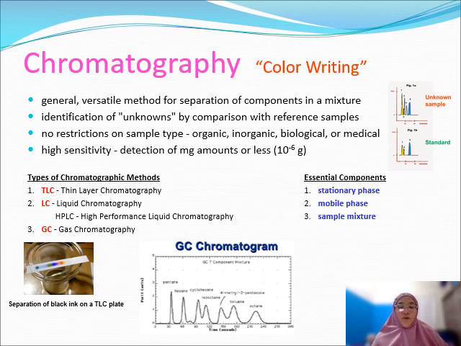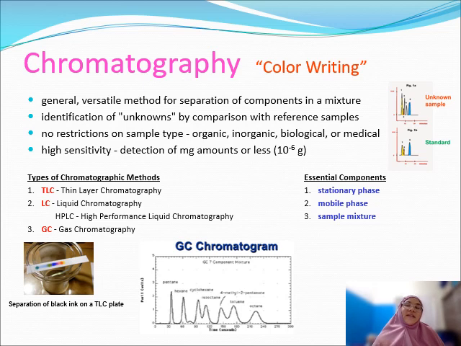Okay, they have 3 types of chromatographic methods: TLC, LC, and GC. TLC is thin layer chromatography, LC is liquid chromatography, and GC is gas chromatography. The difference between all these 3 adalah dia punya stationary phase lah. And this technique of chromatography is a versatile method, very easy to separate the components in your mixture. We will learn this technique in our practical, the last practical, to separate the components of your mixture later.